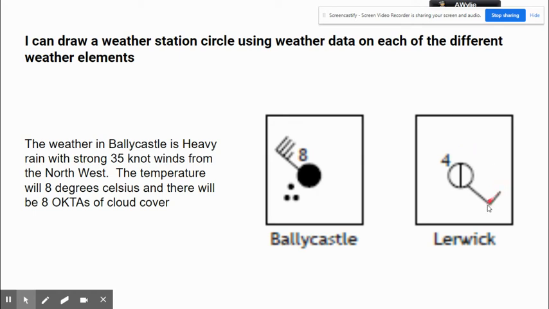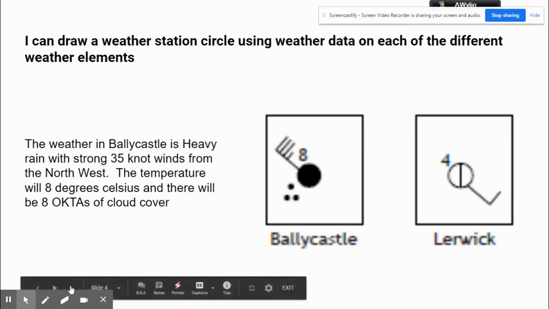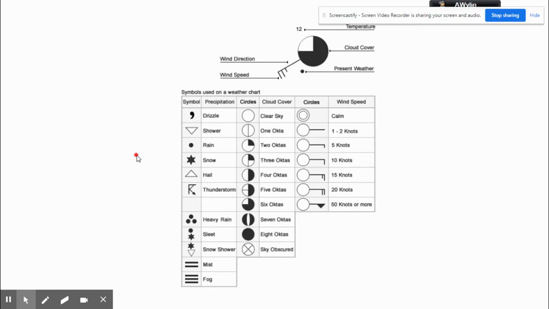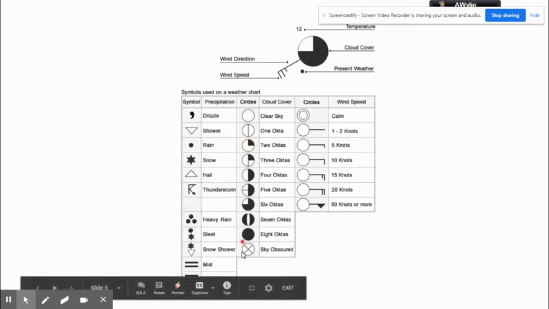If we have a little look at Lerwick, we should now be able to describe the weather in Lerwick, just as was done for Ballycastle, using weather station circles. So if we have a look at them here, we can see all of the typical weather symbols. These are ones used to describe the rain. There's the heavy rain. These are the symbols used to describe the octas of cloud cover. And here we have the wind speeds.